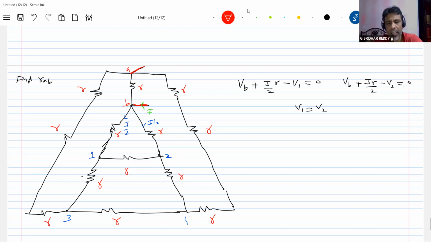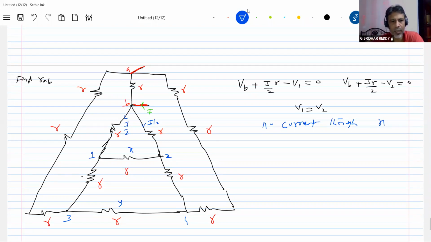Now V1 equals V2. If a resistor is connected across points which are at the same potential, meaning V1 and V2, no current flows through the resistor. Call this resistor X and this one Y. So no current through X. Therefore I can remove it; whether it is present or absent doesn't make any difference. Let's remove it so that the problem becomes very simple for us.